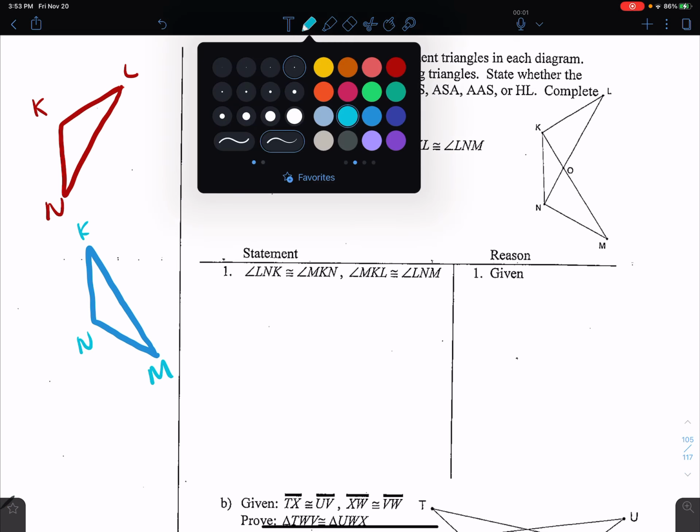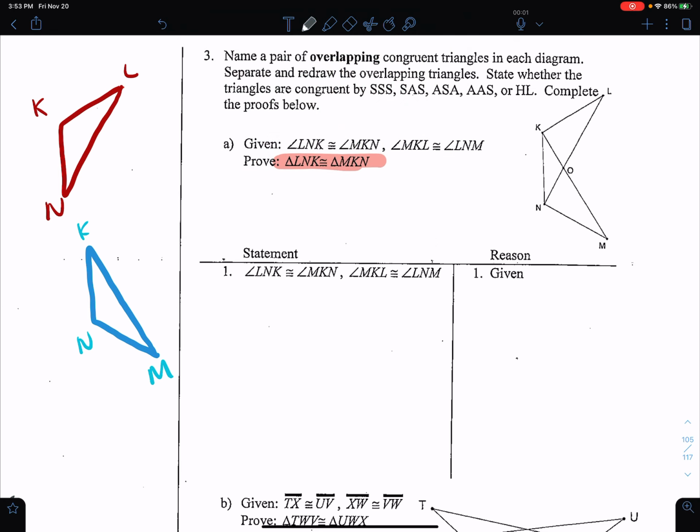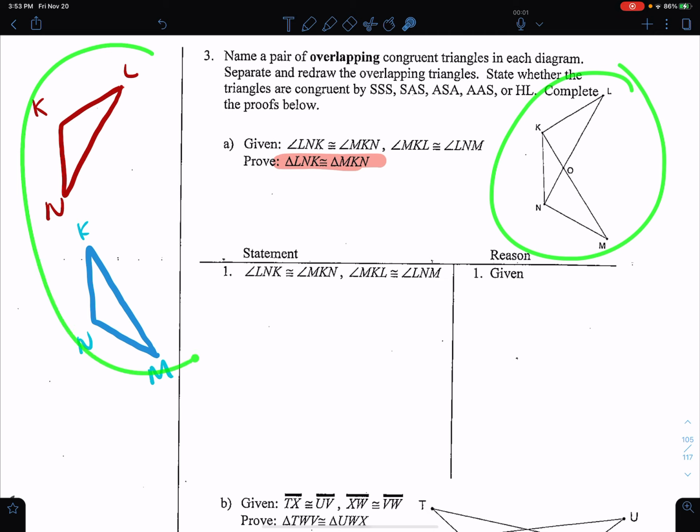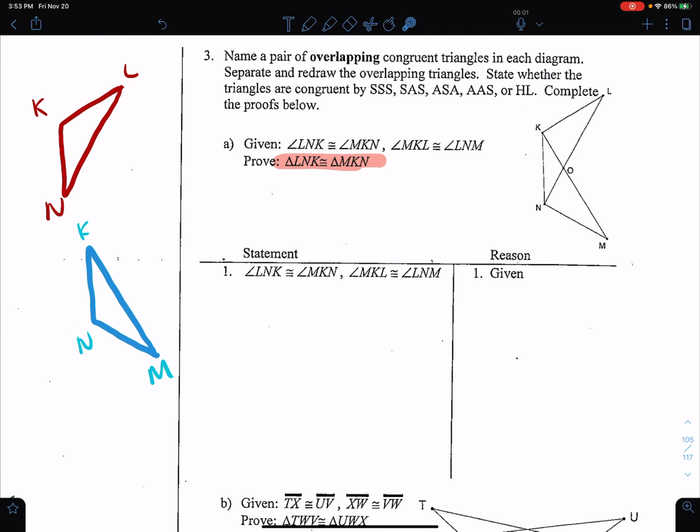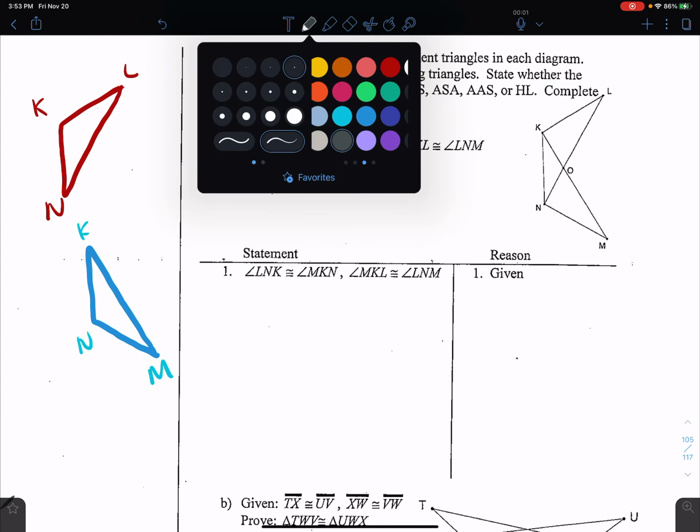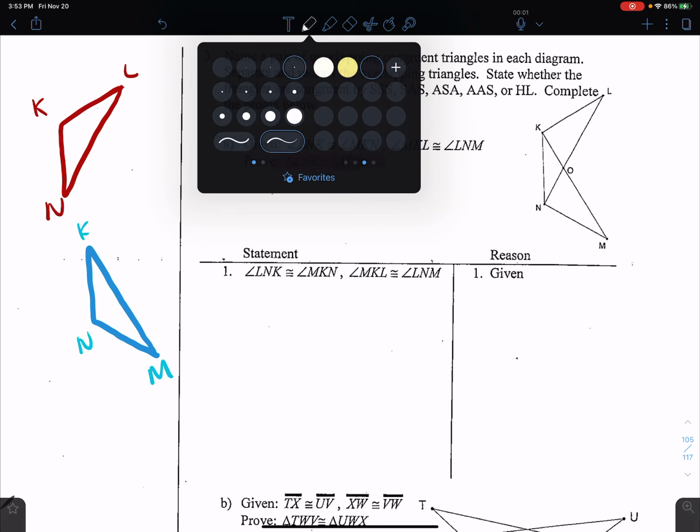So first of all, we want to separate the overlapping triangles. Then, just like we would with a normal proof, we're going to go in and label the givens. Now, when we have overlapping triangles, I want to label them on the main diagram, but it also will be helpful to label them on the separated diagram. It depends what we need and where we should look, so I always recommend labeling them in both places.